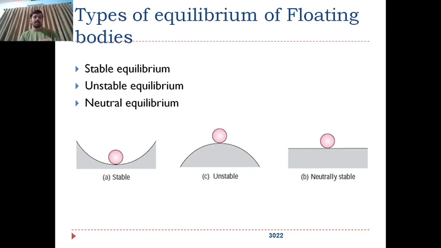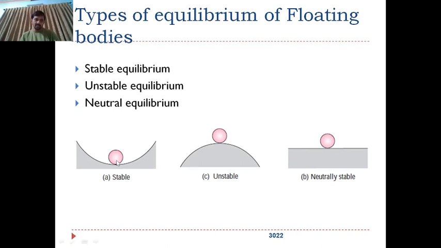Now, based on that, we can analyze the equilibrium condition of the floating bodies: stable, unstable, and neutral equilibrium. So here you see there is a stable condition, right? If you move this body towards this side or this side, it will come back to the original position after some time. Here, if you slightly move this towards right or left, it will move from its stable position. That is quite unstable. This is neutrally stable. If you move, it will attain a new stable position. Hope you understood the differences.